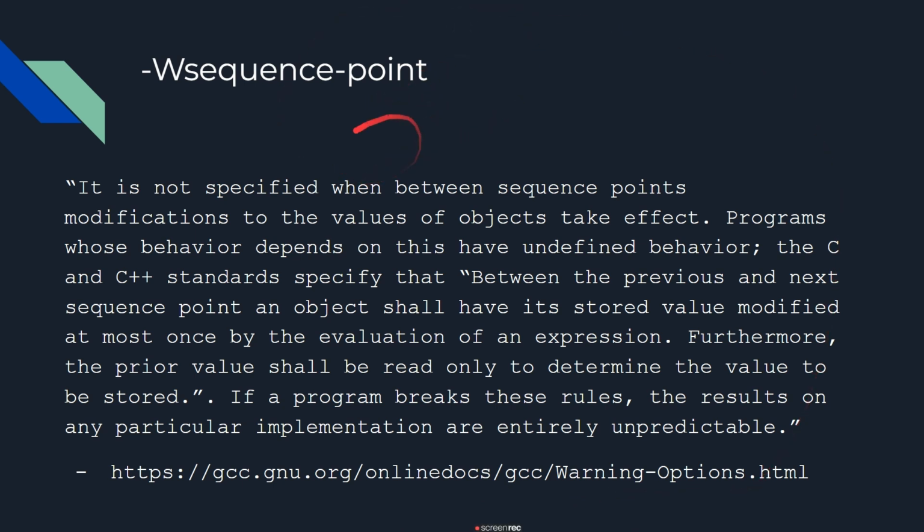The sequence point statement says here, quote, "It is not specified when between sequence points modifications to the values of objects take effect. Programs whose behavior depends on this have undefined behavior. The C and C++ standards specify that, quote, between the previous and next sequence point, an object shall have its stored value modified at most once by the evaluation of an expression. Furthermore, the prior value shall be read only to determine the value to be stored. If a program breaks these rules, the results on any particular implementation are entirely unpredictable," end quote.